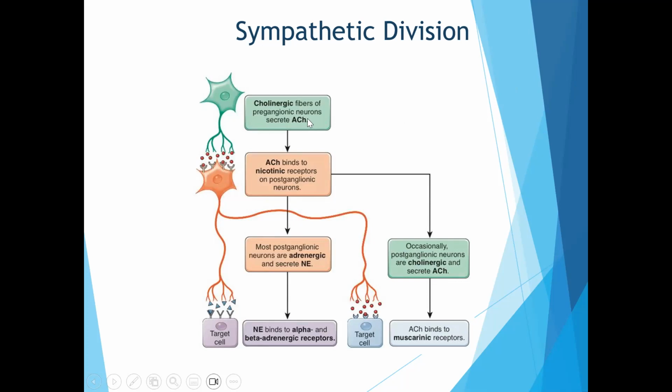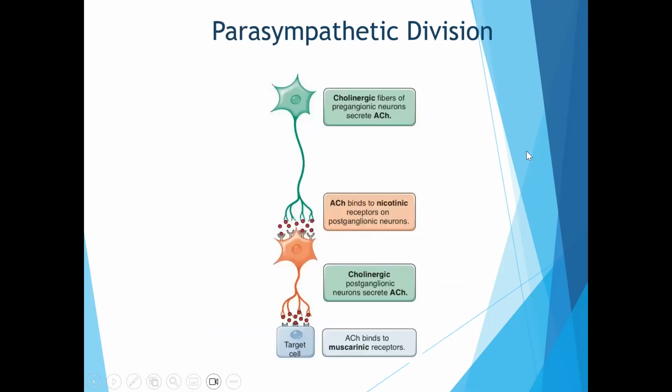So preganglionic neurons are going to secrete acetylcholine. That's going to bind to the nicotinic receptors on the postganglionic neuron. If that postganglionic neuron is an adrenergic fiber, it's going to secrete norepinephrine. Whether it's alpha or beta depends on the target and what they are trying to induce. Sometimes that postganglionic neuron can be a cholinergic fiber and secrete ACH, which will bind to our muscarinic receptors and have that variable response. Our parasympathetic is a little more straightforward.